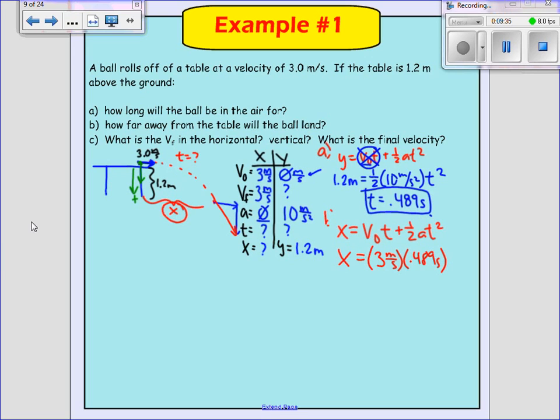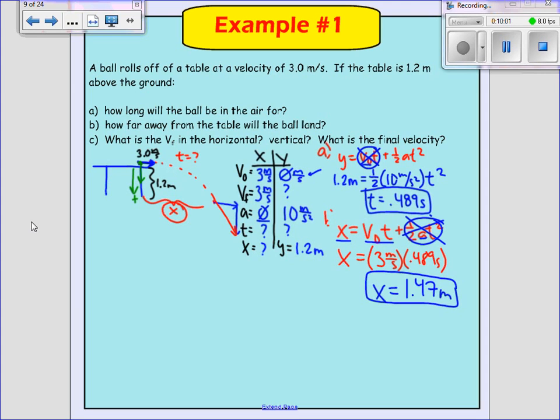The acceleration in the x direction is 0. So that gets rid of this whole term. So really, my distance in the x direction is just equal to the velocity times time. So if we do 3 times the time of 0.489 seconds, we get the x distance is 1.47 meters.